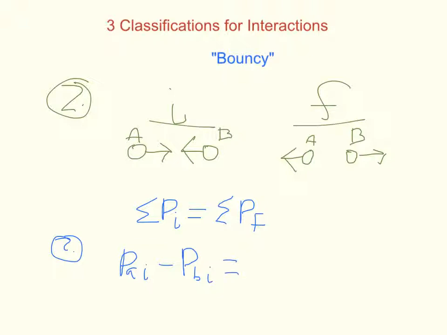And that will be equal to the combined final momentum of the two objects, where basically the direction of the velocities will be flipped. Now A will have negative momentum since it's traveling to the left, and B will have positive momentum.